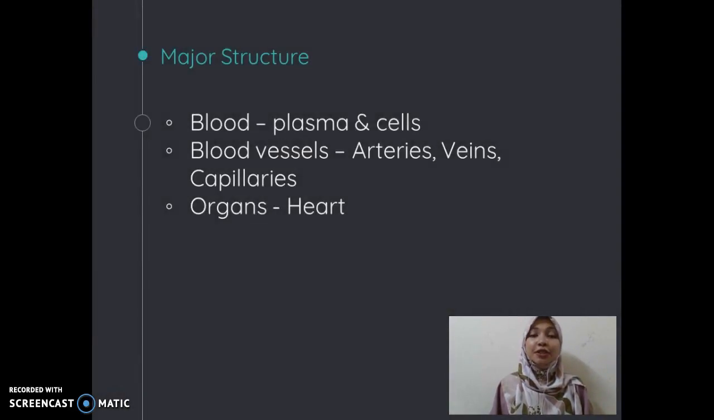So for the circulatory system, the major structures are the blood, the vessels, and the organ. The blood is composed of plasma and cells, and the blood vessels basically have three types: the arteries, the veins, and also the capillaries. And the heart is the major organ in the circulatory system, which functions to pump the blood to all parts of the body.